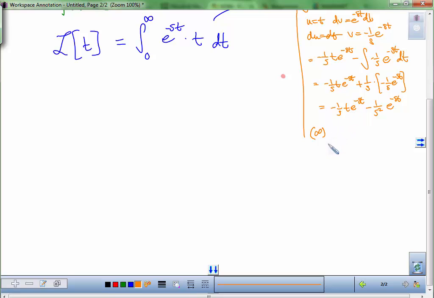Now I have t over e to the positive st now. And as you put infinity in here, is this going to go to infinity or going to go to 0? This is infinity over infinity, right? So if you do a quick L'Hopital's rule, then it'll be 1 over infinity, and that's going to go to 0. So that's one way to think about it. Another way to think about it is that this is a polynomial. This is an exponential. Exponential is going to go to infinity faster. So the denominator is going to go to infinity faster, and this is going to go to 0.